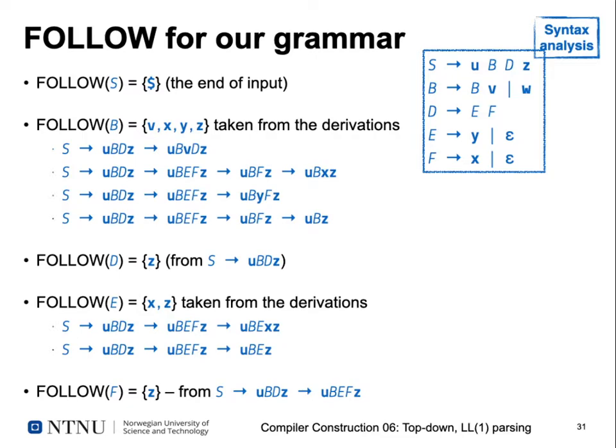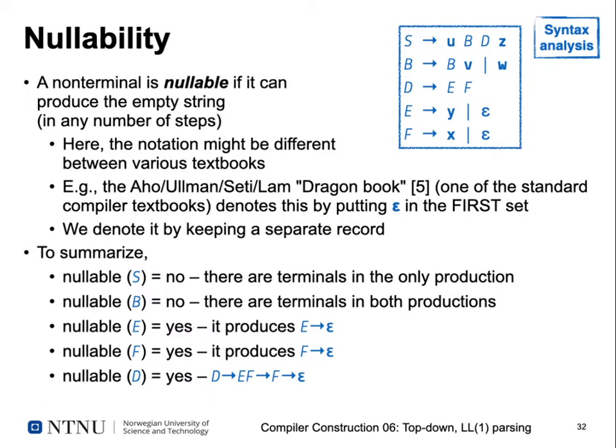So what we did now, we have the first sets and we have the follow sets for our grammar. One thing that's also important is a property of a non-terminal symbol that we call nullable. A non-terminal is nullable if it can produce, in an arbitrary number of steps, just the empty string.